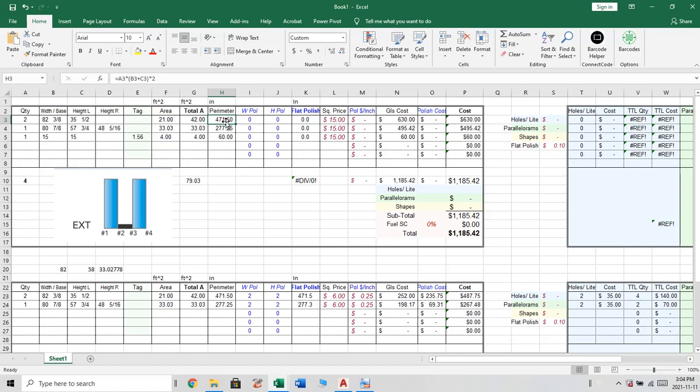will be easy. Will be use A3 with quantities times this width and height added together times 2. So you get perimeter. This width polish, this height polish.